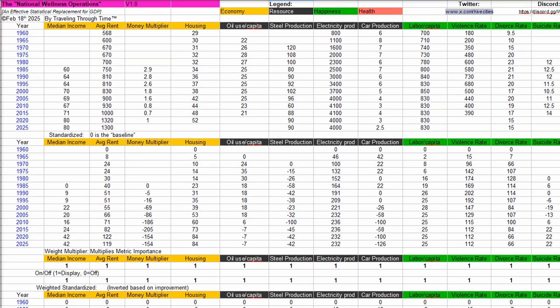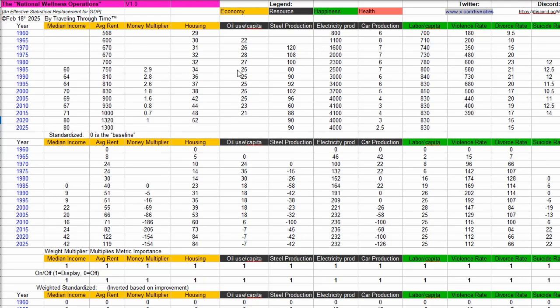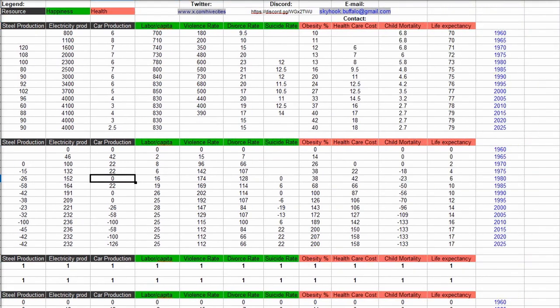This is from a few years ago, but we have updated it with 2020 and 2025 statistics. We've also added housing, the percentage of people living with their parents. We've added steel production, electricity production, car production, and then we've also added child mortality and life expectancy. So we've added 6 different metrics for a total of 16 metrics now for economy, resource, happiness, and health. You can see all of the statistics here.